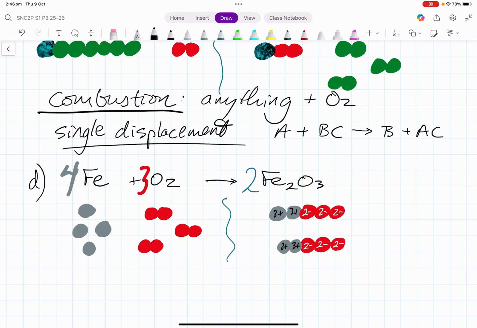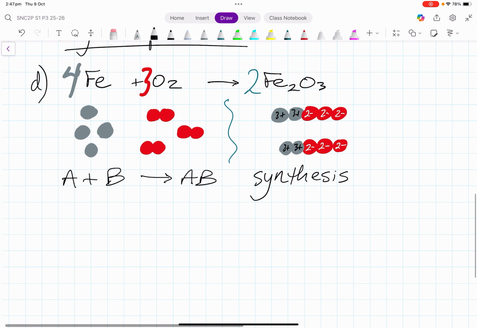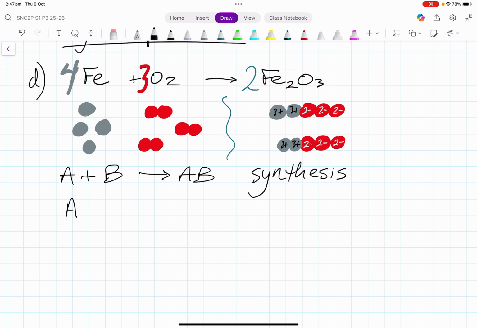Now obviously we have one product. A plus B gives us AB. Synthesis. Synthesis means to join, to build, to assemble. We've assembled one product, but it's also A plus O2 gives AO. Now, whatever these numbers are, it doesn't matter. It's now a compound, an oxide compound. So this is also a combustion. It's both. Okay, there's that one done.